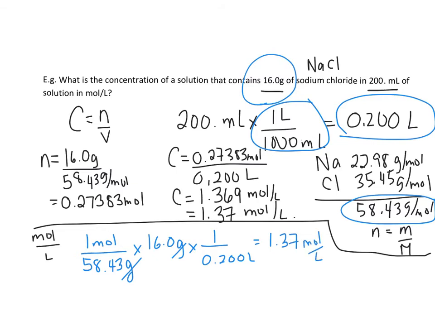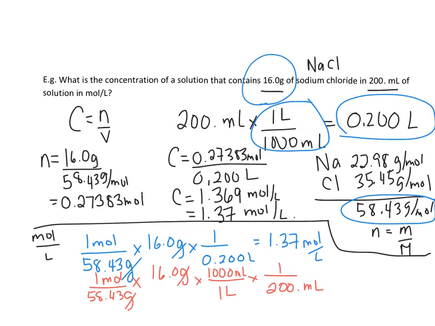If you were going to include the milliliters, then you would have one extra step. I will do it in red. So 1 mole over 58.43 grams, because that would give us the moles on top. The 16 grams gets rid of the grams. Now I need liters on the bottom. So I know 1 liter contains 1,000 milliliters. So this gives me liters on the bottom, but I have to get rid of milliliters. Milliliters on top, so milliliters has to be on the bottom in our last step. So now milliliters cancel. So this time I would take 16 times 1,000 divided by 58.43 and divided by 200.